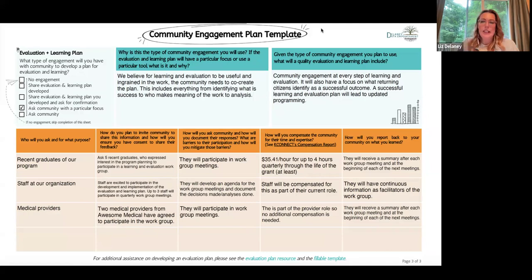And the one other thing that I linked to at the bottom of this page is an evaluation plan resource that we put together a while ago, as well as a fillable template. Those are available through Google, but one is a PDF and the other one is a PowerPoint.